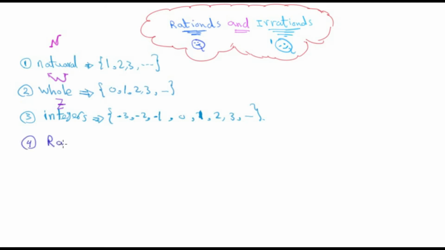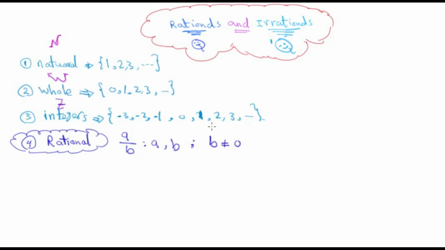So what are rational numbers? The definition of a rational number is a number which I can write as A over B. This is the way I can write a rational number, A over B, where A and B are integers. So I have to use integer numbers, and at the same time B doesn't equal 0.